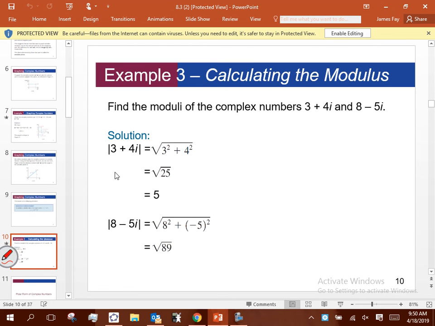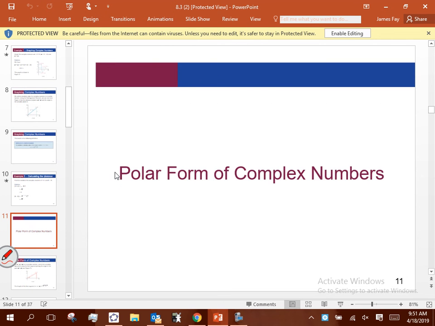Okay, so there will be questions when they ask you to find the modulus of this complex number. All you gotta do is take the a part squared, take the b part squared, add together, square root. Okay, should be pretty straightforward, pretty easy to do. There you see 2 examples of that. I'll let you guys go through that on your own.